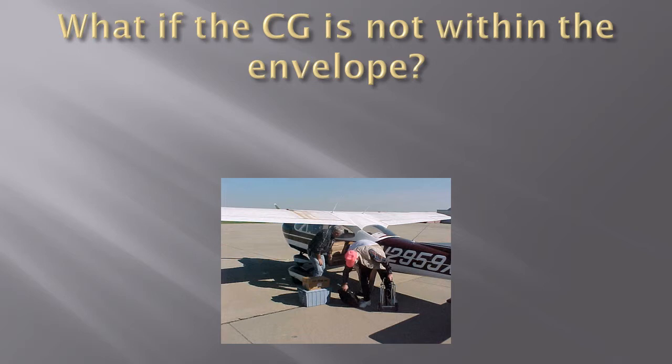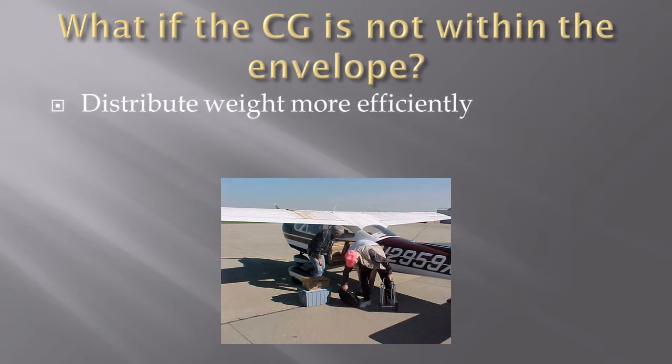If we are not within the CG limits, we may be able to redistribute the weight closer to the datum. This will reduce the arm and moment. If that doesn't help, our only choice is to remove weight from the airplane until we are within limits.